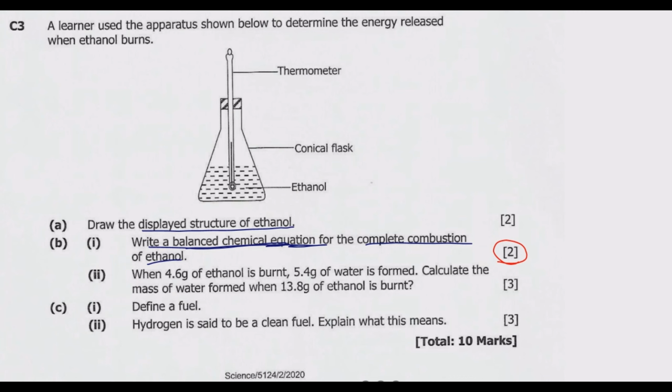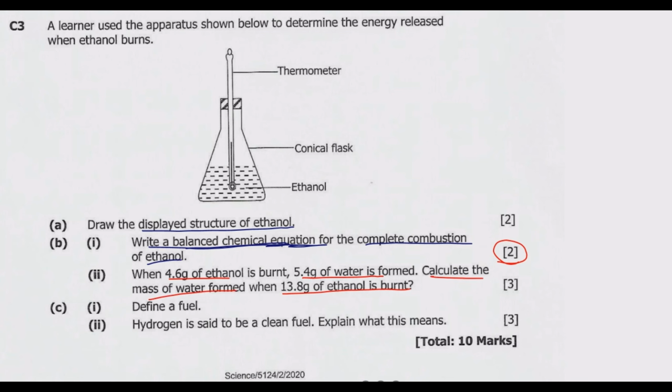Question Roman numeral 2b: when 4.6 grams of ethanol is burnt, 5.4 grams of water is formed. Calculate the mass of water formed when 13.8 grams of ethanol is burnt. So you burn this ethanol, you get this. Then the question is, what if we burn this, what will be the mass of water we are going to get?